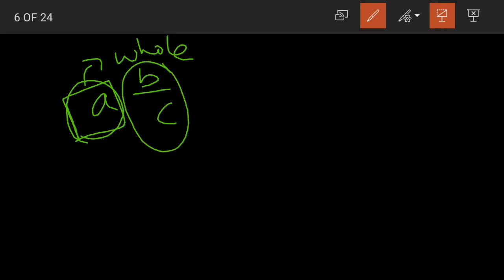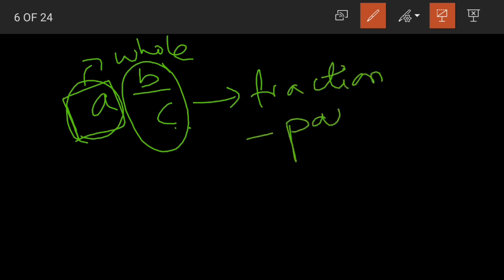Now a here is what? A here is the whole number part. It is a complete number. It is not a part of any number. It is not expressing a part. When we move to b by c, it is a fraction, and as we discussed, fractions represent what? Fractions represent a part of a group. In a mixed number, we have a combination of whole number and a fractional part.